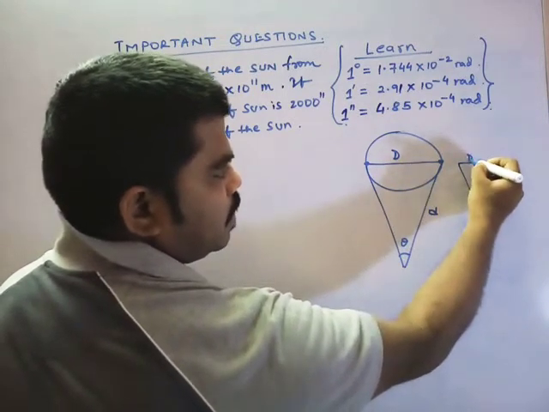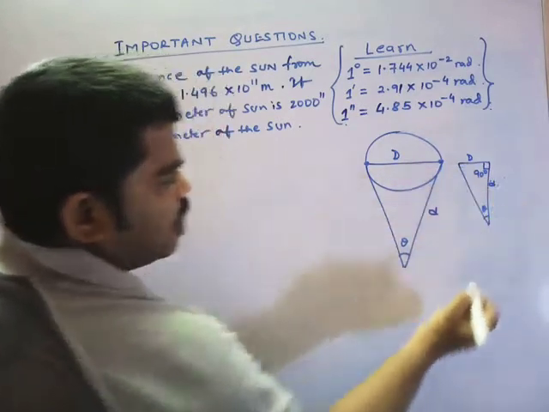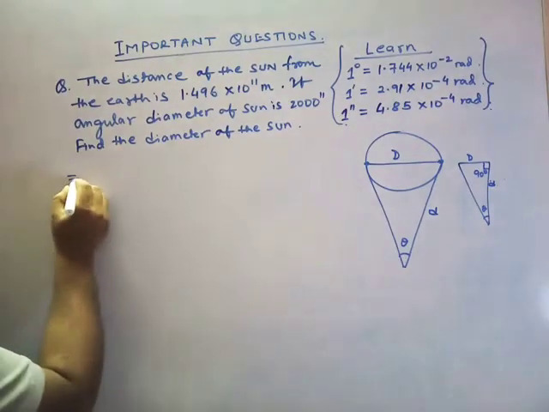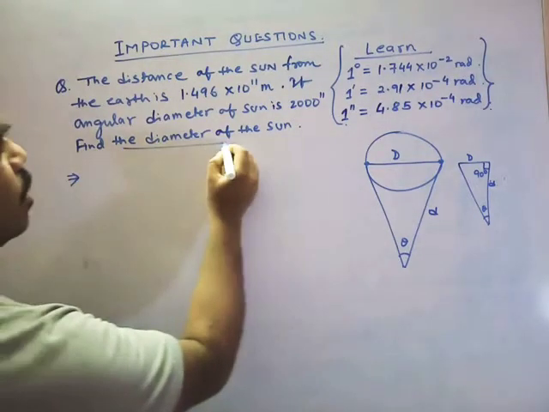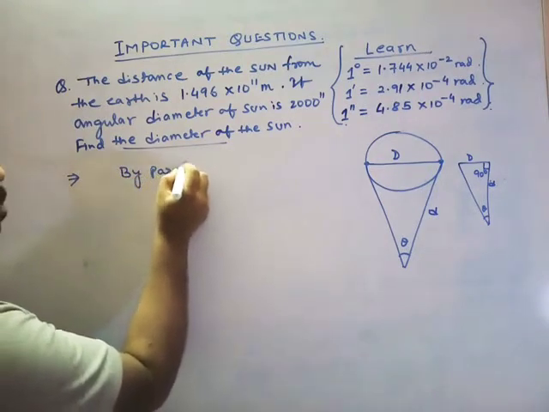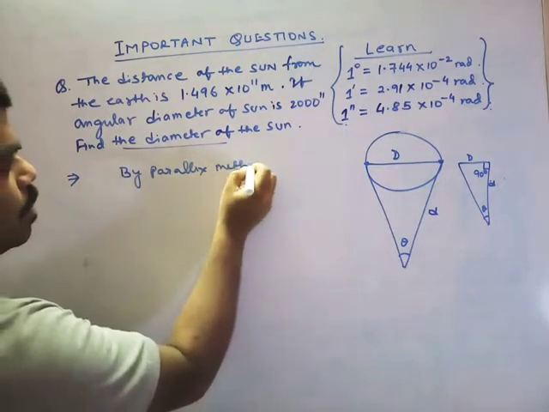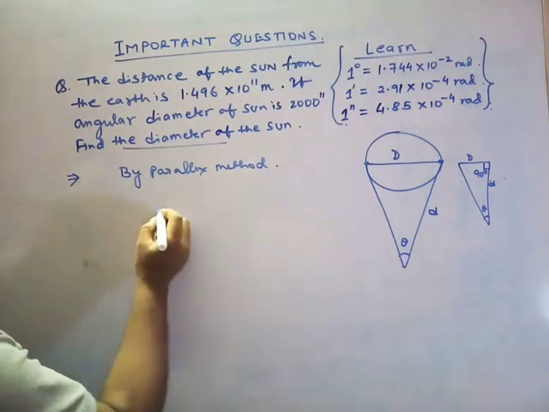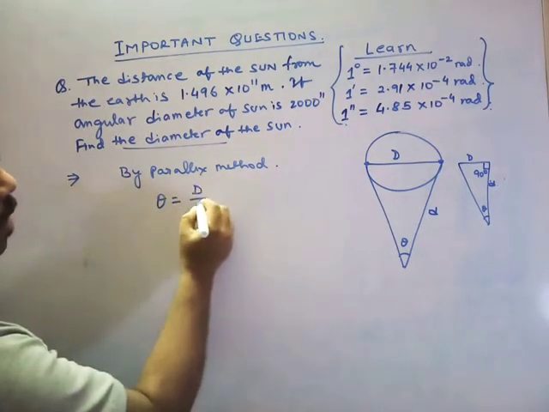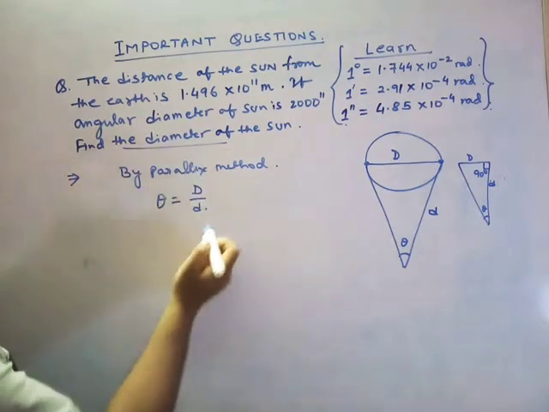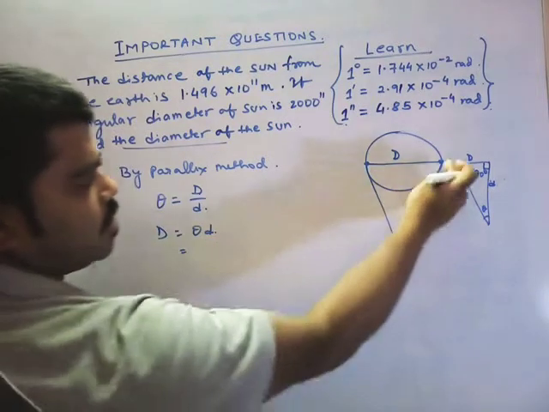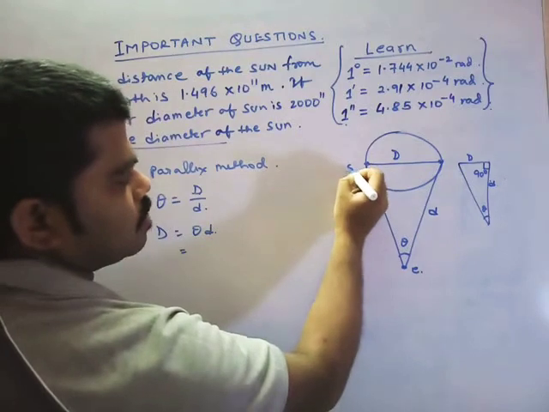So this becomes your perpendicular, and this is your distance. This is your base, and this is your perpendicular according to the given. To solve this one, you have to find the diameter. So definitely, by the parallax method, you have to apply this. What do we write in the parallax method? Tan theta is equal to perpendicular by base, that is D by small d. Your target is the diameter of the sun, D, so D is equal to theta into d, and d is the distance from the earth to the sun.